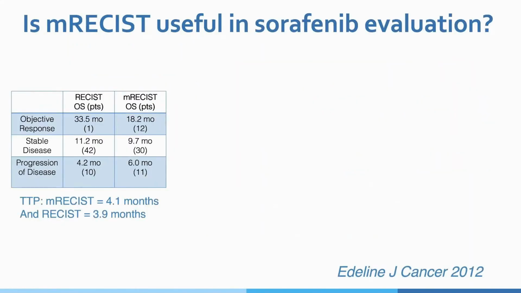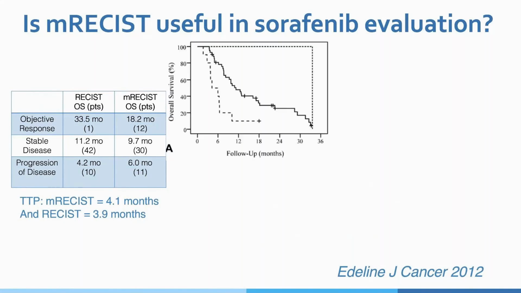Okay. So mRECIST has also been applied successfully to sorafenib therapy, which is a systemic therapy, and it's worth looking at certain survival curves. So the survival curve based on mRECIST shows that there's a stratification in patients who have a complete response, which is actually only one patient out of this entire cohort, so 1 out of over 50. The majority had stable disease, so 42, and about 10 had progression of disease.